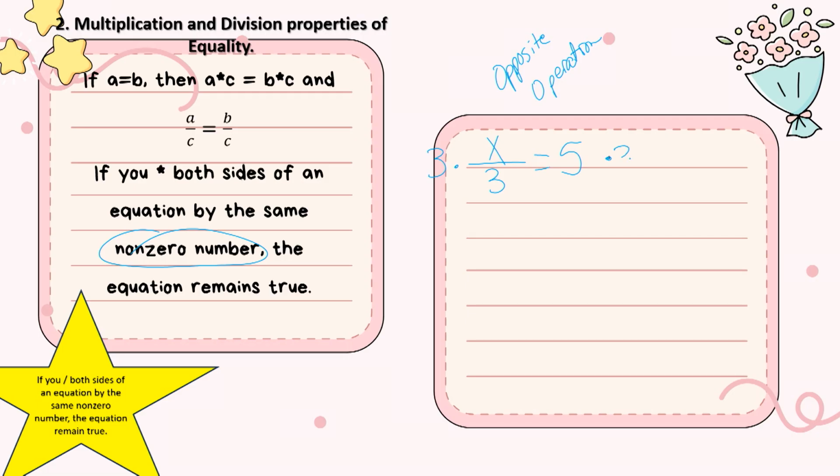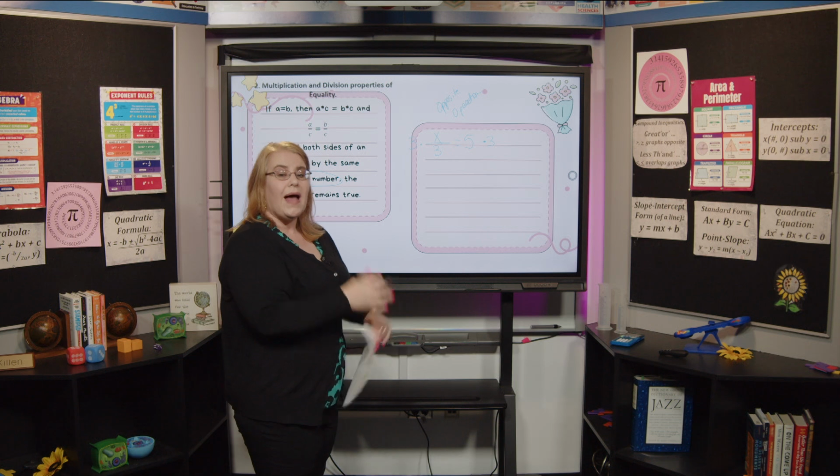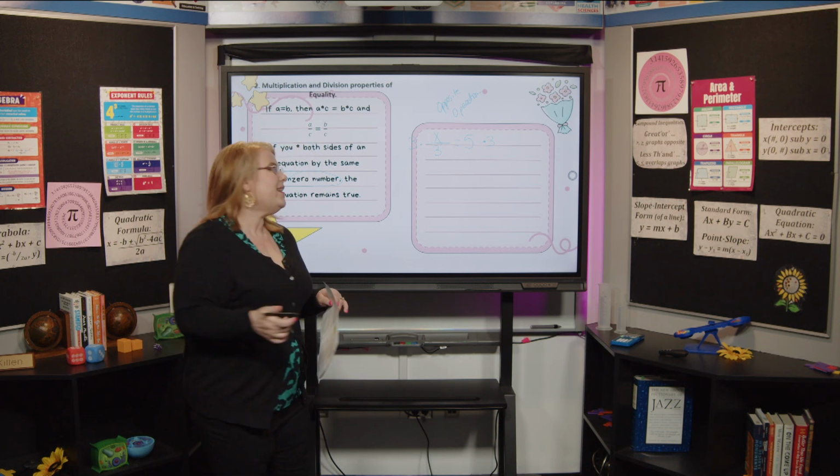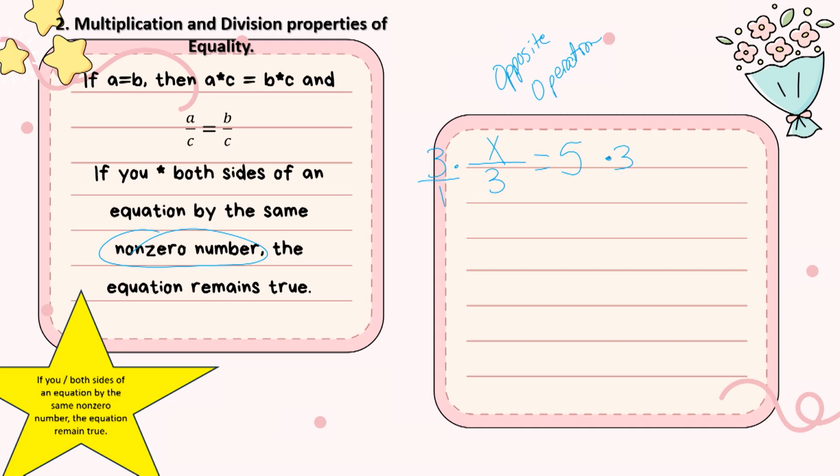on both sides. Now, Ms. Killen, I have a whole number 3 multiplied by a fraction. So how do I make a whole number a fraction? We put a 1 under it. So what do I know about multiplying by fractions? I multiply straight across. 3x over 3. The 3's cancel out, or they reduce to a 1. So I'm left with x. 5 times 3 is 15.